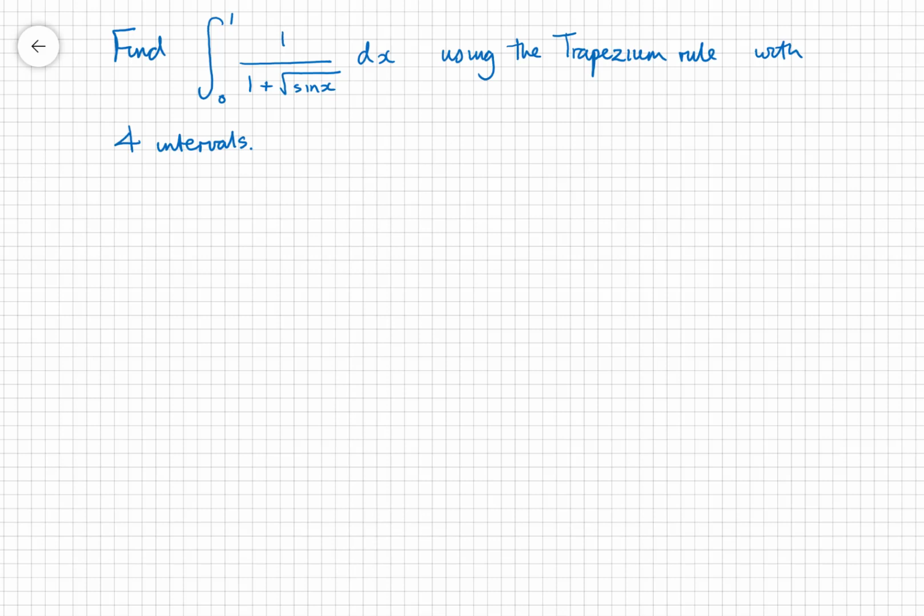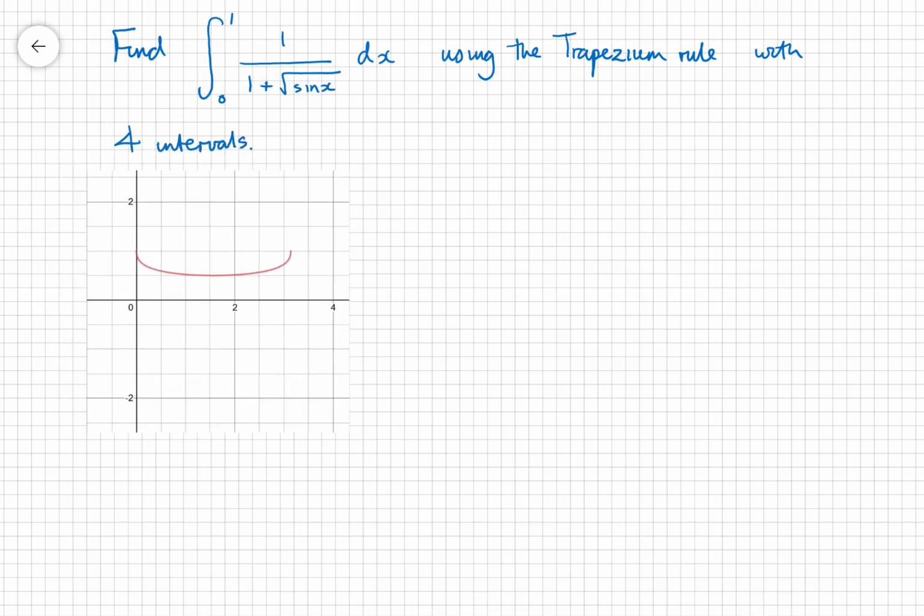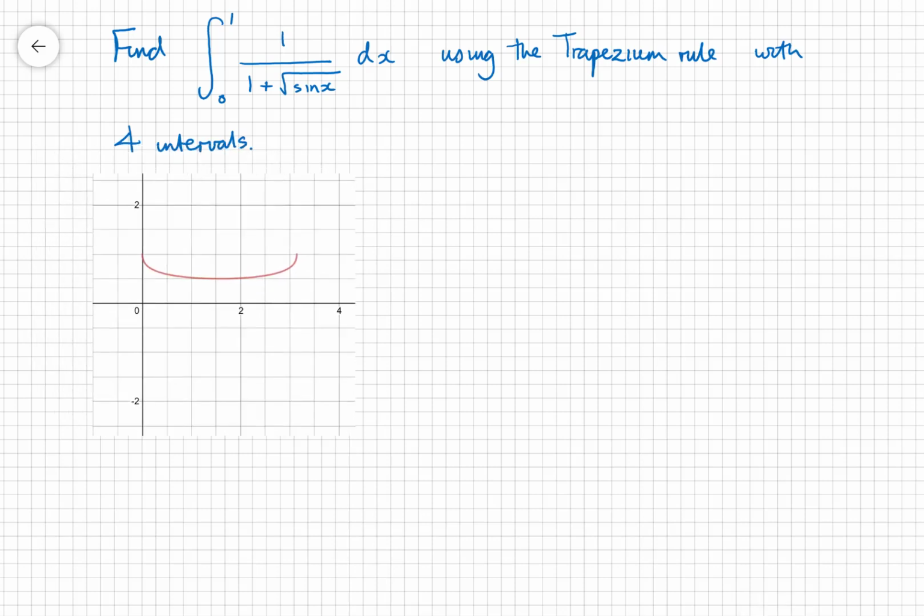As I mentioned before, it's a good idea to sketch the curve so that you have some idea of what's going on, and here is the curve for our function. And here I've very crudely sketched on the trapeziums that we would be considering. The nature of the curve would seem to suggest that the area that we calculate using the trapezium rule is likely to be an overestimate of the actual area that we are concerned about underneath this curve.